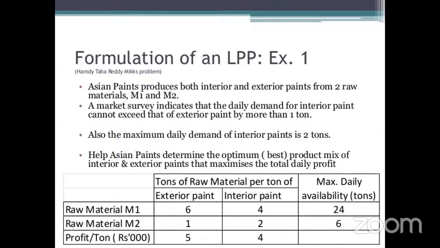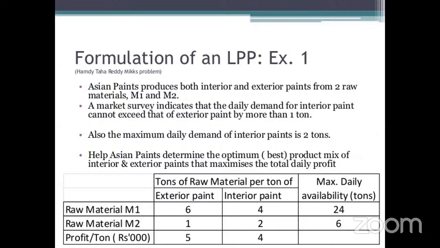Asian Paints produces both interior and exterior paints from two raw materials, M1 and M2, where the market survey indicates that the daily demand for interior paints cannot exceed that of the exterior paints by more than 1 ton. And also the maximum daily demand for interior paints is 2 tons. Help Asian Paints determine the optimum product mix of interior and exterior paints that maximizes the total daily profits.